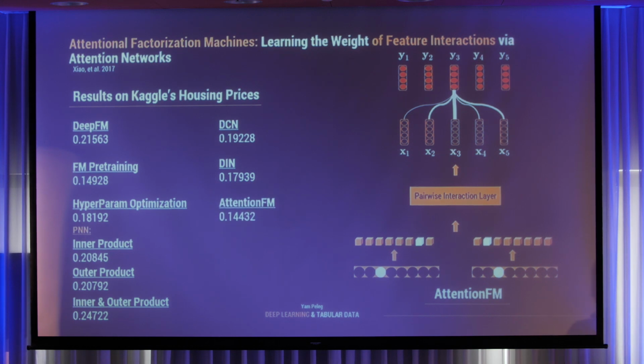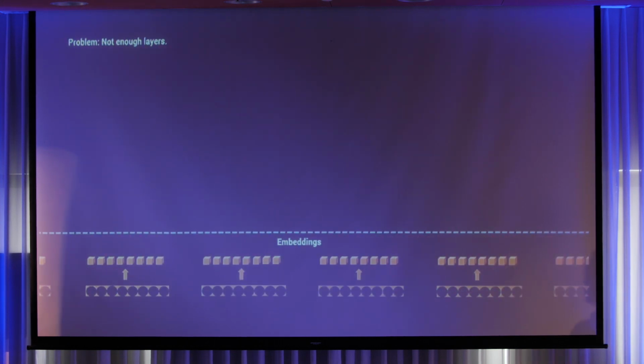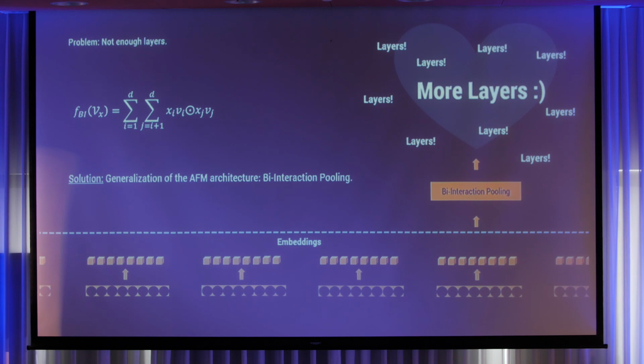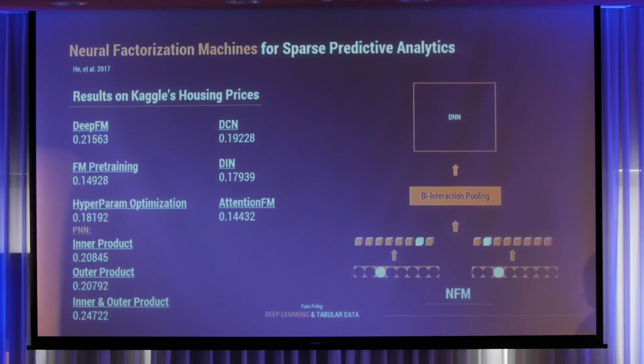And now we have a different problem. Those networks do not scale well to being deep, and there aren't enough layers. So basically, instead of just doing it as a vector, we take all the inputs with respect to all the inputs as well, like n squared, and now we have a matrix, and now we can apply as many layers as we want. It works. All right, so this is called NFM, neural factorization machine, and it still doesn't work.